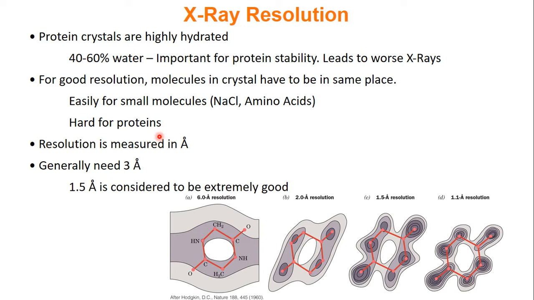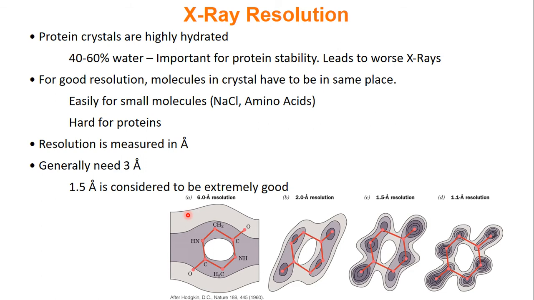And when we talk about resolution, you're going to see numbers in angstroms. A resolution for a protein under 3 is good. 1.5 angstroms is like the best you can do. It's very excellent. And to show you what that resolution means, here we're just trying to get a structure of this simple compound, this ring with 2 oxygens on it.